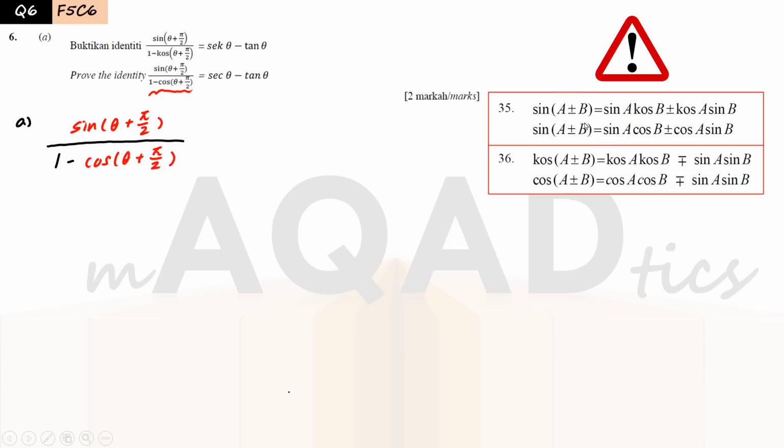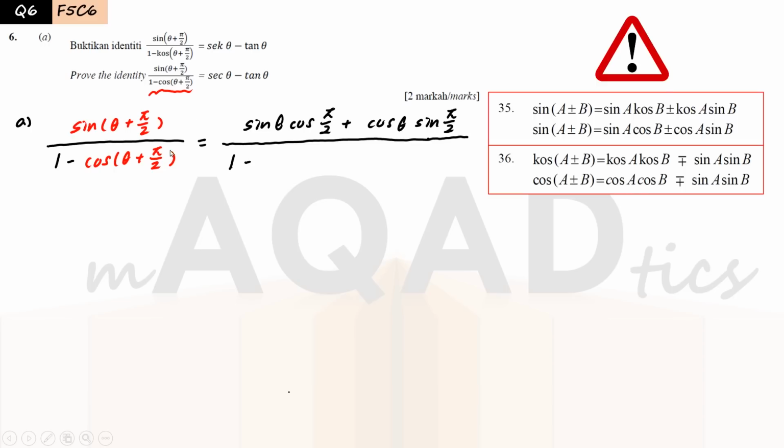So if we compare, the value of A is theta, the value of B is pi over 2, and we are going to substitute according to that. Alright, so here will be sine theta cos pi over 2, and the symbol here is plus, so here I'm going to use a symbol on top which is plus also, and here will be cos theta sine pi over 2. Okay, so this is for the sine, and for the cos here same thing as well.